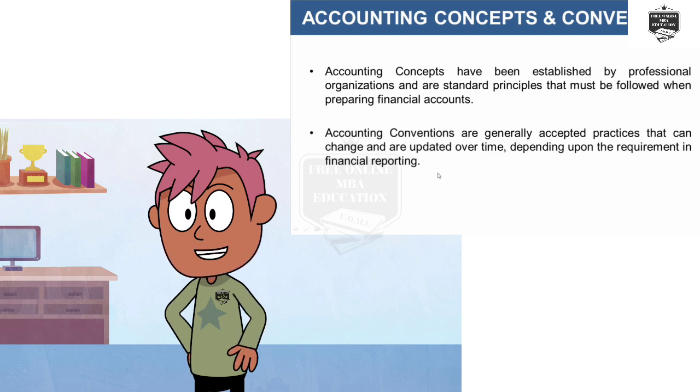So because it is convenient and being observed that these conventions are good for the accounting purpose, these are followed. But these are not mandatory and these can be changed and updated over time as per the requirement in financial reporting. So now when we have understood the difference between accounting concepts and conventions, we will now try to look at what all accounting concepts and conventions are being followed in our accounting system.